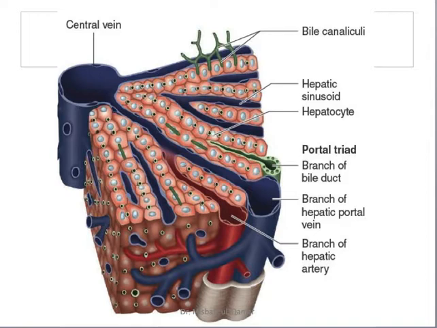Hepatic arterioles supply arterial blood to the septal tissue between the adjacent lobules. And many of the arterioles drain directly into sinusoids. The venous sinusoids are lined by endothelial cells and Kupffer cells, or you can say liver macrophages. These Kupffer cells are capable of phagocytosing bacteria and other foreign matter in hepatic sinus blood.